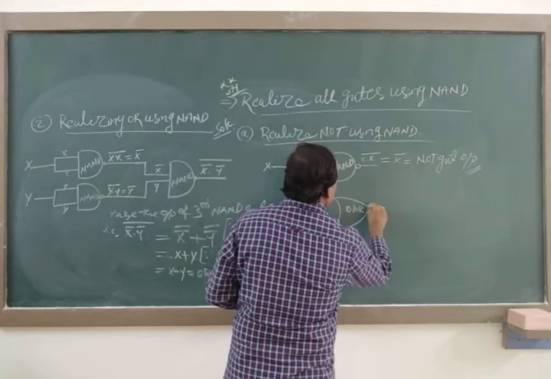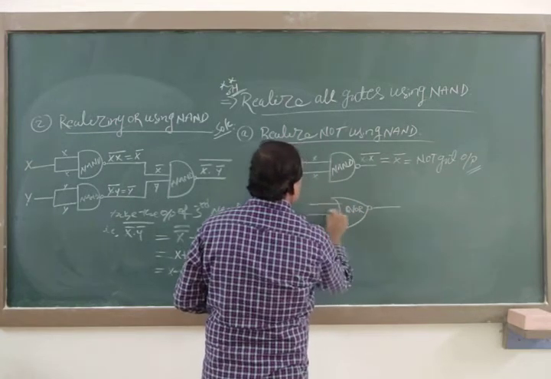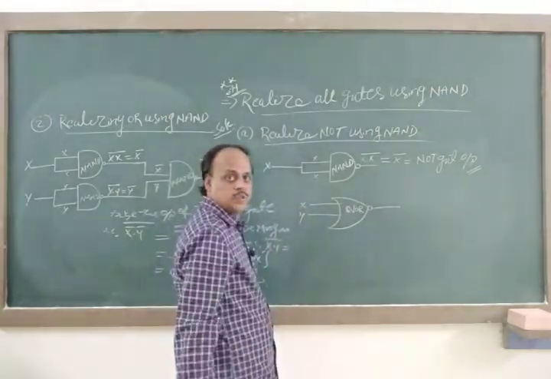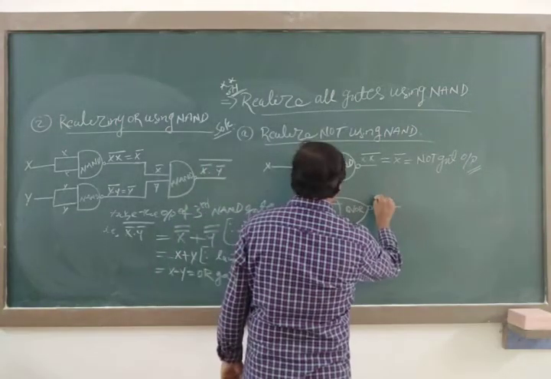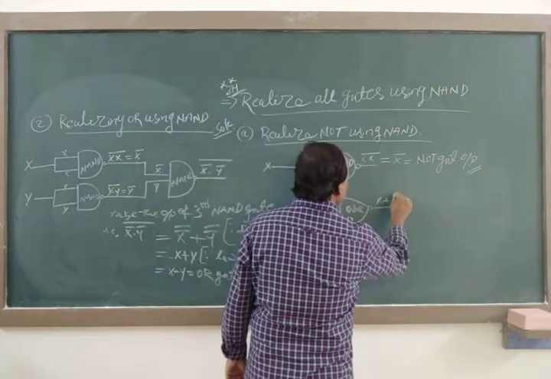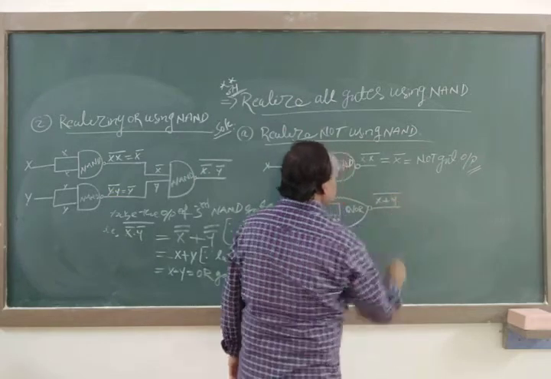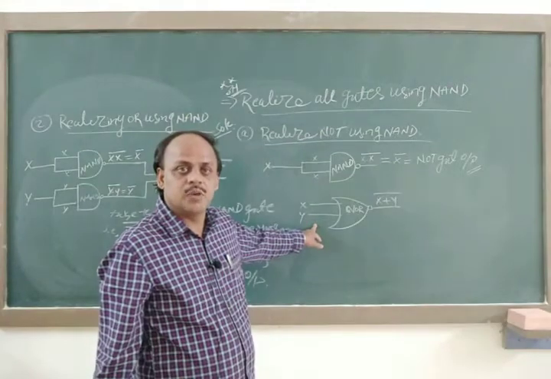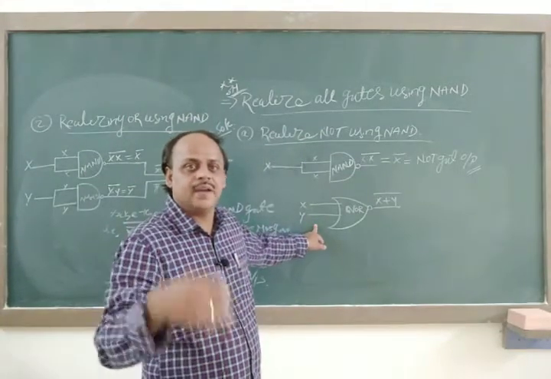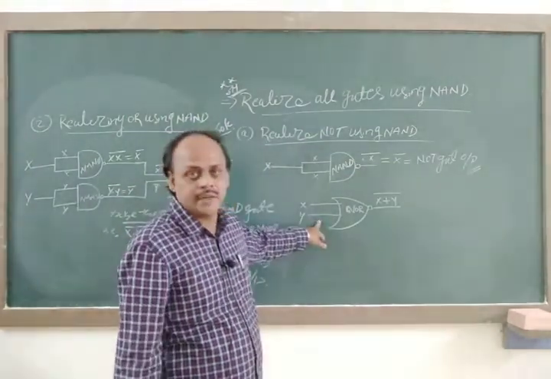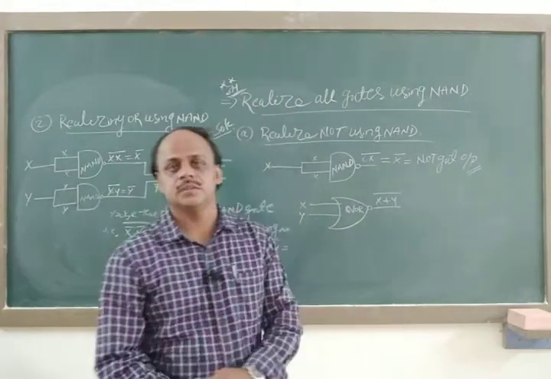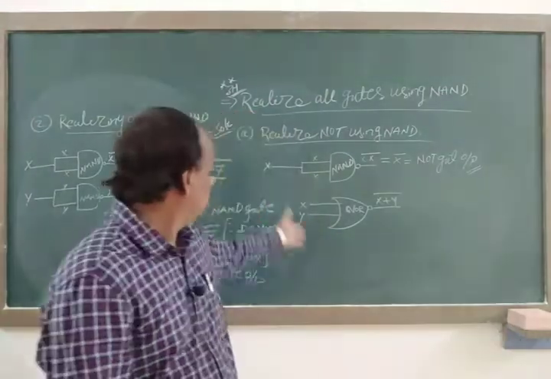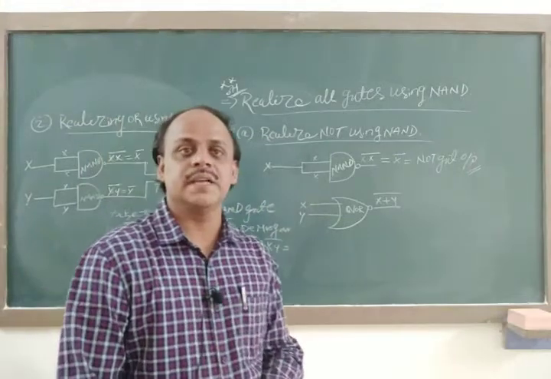NOR. Suppose x and y are the two inputs, using NOR we are getting x plus y whole bar, right? This is the NOR gate. It is also possible to realize all basic gates AND, OR, NOT using the NOR gate.